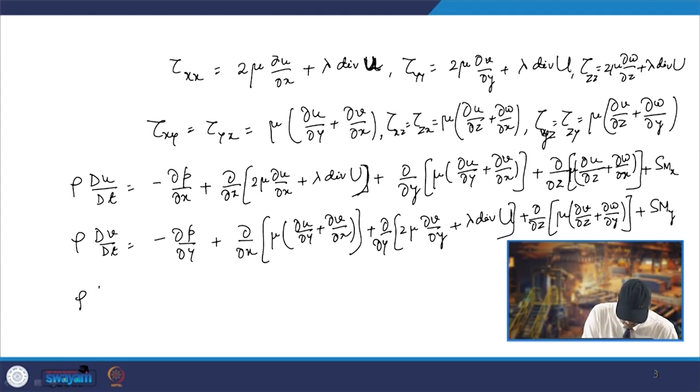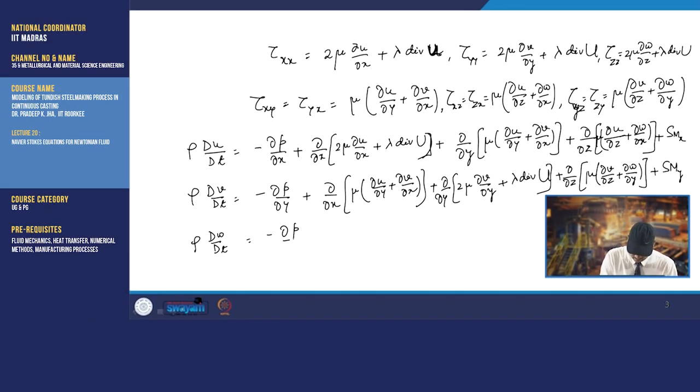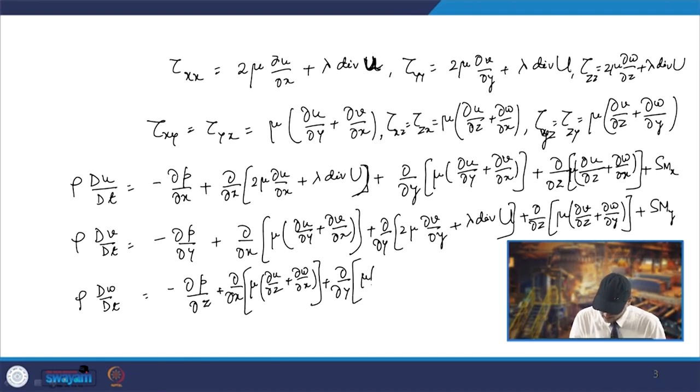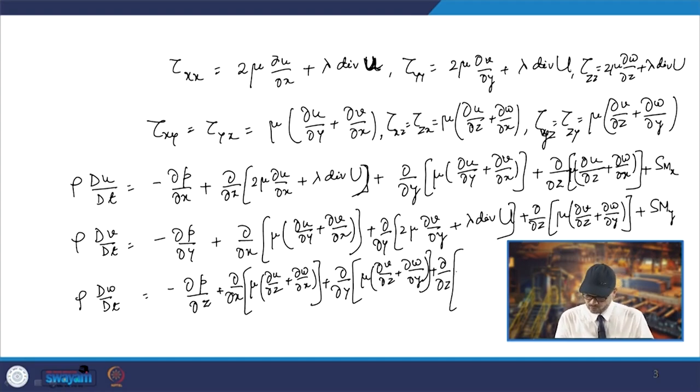When you substitute in the z momentum equation, you will have the equation rho of ∂w/∂t equal to minus ∂p/∂z plus ∂/∂x of mu times (∂u/∂z plus ∂w/∂x). Similarly, ∂/∂y of mu times (∂v/∂z plus ∂w/∂y). And then you will have ∂/∂z of 2 mu ∂w/∂z plus lambda div u. And then you will have the source term for the z component.